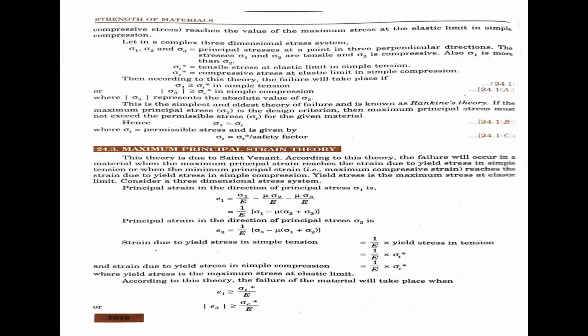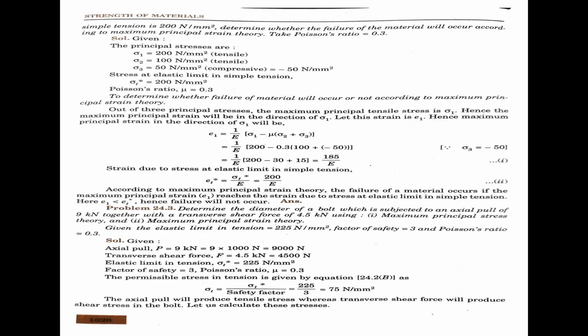The condition is also given in this theory. If the maximum principal stress sigma 1 is the design criterion, then the maximum principal stress must not exceed the permissible stress sigma t for the given material, so sigma 1 equal to sigma t. That is the condition for the maximum principal stress theory, used for calculating this problem.